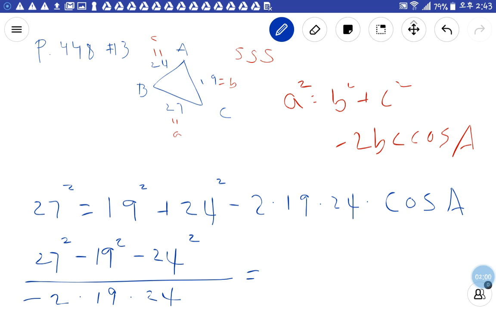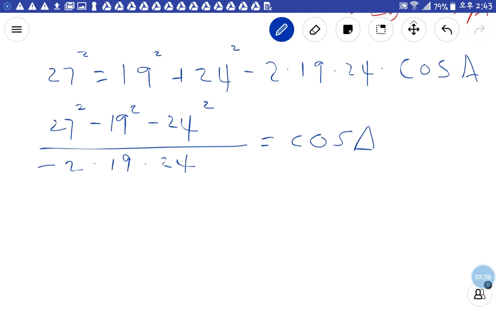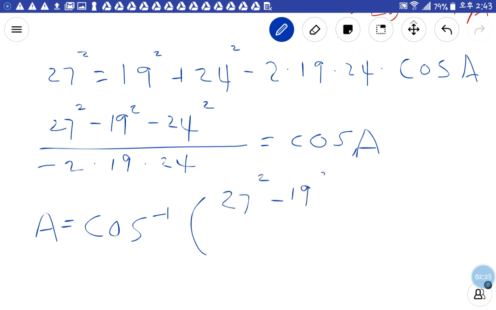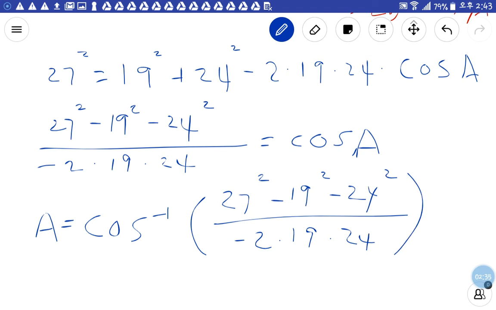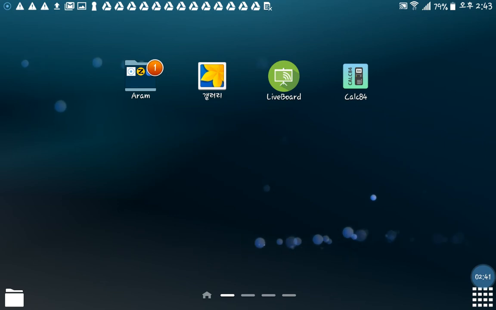That would be the same as cosine of angle A. I want angle A, so how can I get it? Arc cosine is needed. So my A would be arc cosine of 27 squared minus 19 squared minus 24 squared, divided by negative 2 times 19 times 24. Let me use my calculator. Use your calculator to type this in so that we can get our answer.